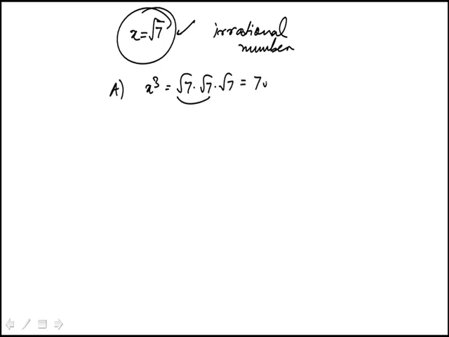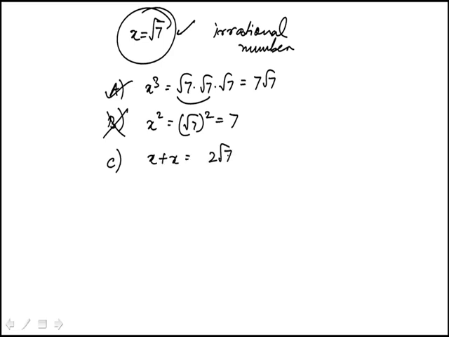That gives me 7 root 7, which is irrational, so that's a possibility. X squared would be, squaring this would be 7. That is not an irrational number. In fact, that's rational. So B is out. C is x plus x, which would be 2 root 7. That's irrational, so that's a possibility.